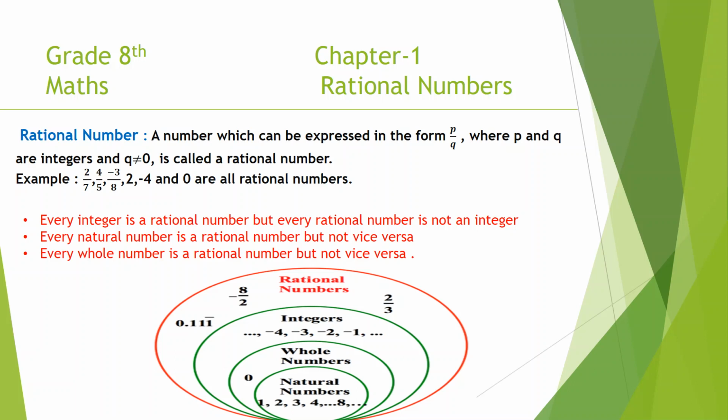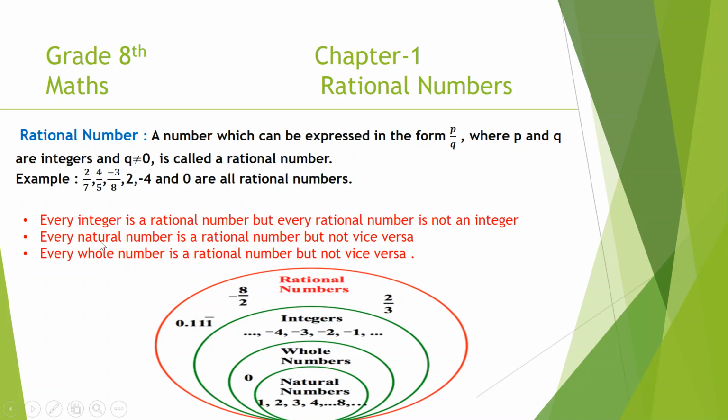We students should always remember that the denominator will not be 0, because according to the definition, q does not equal 0. If we take 0 in the denominator of 2, then 2 by 0 becomes infinity, and minus 4 by 0 also becomes infinity. Therefore, we can't take 0 in the denominator.